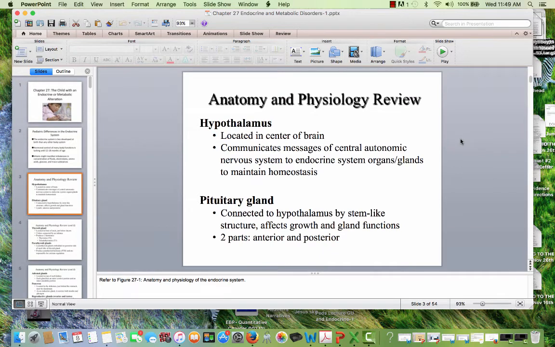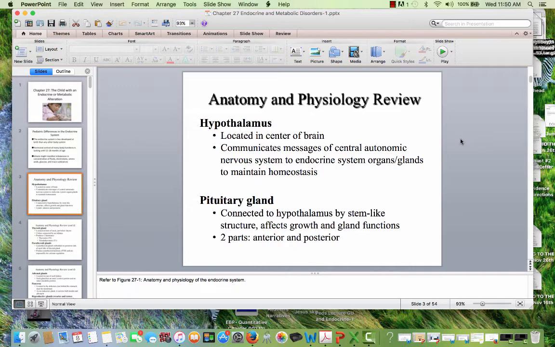So we're going to do a basic anatomy and physiology review, and we're going to start off with the hypothalamus. And I really suggest that you go back for yourself and go through some of these key anatomy and physiological aspects dealing with endocrine.